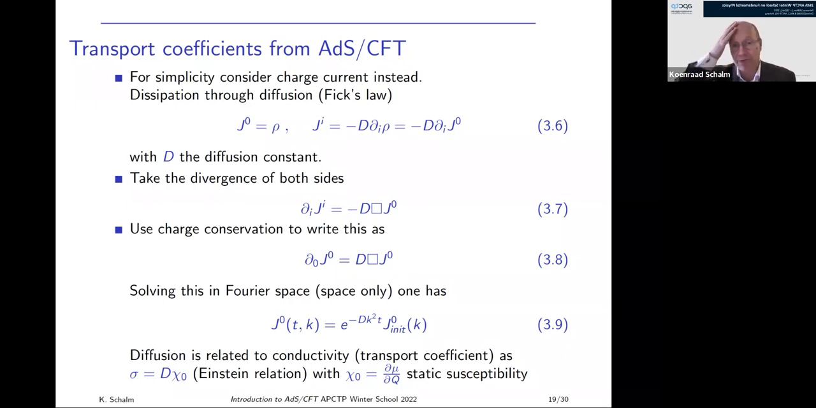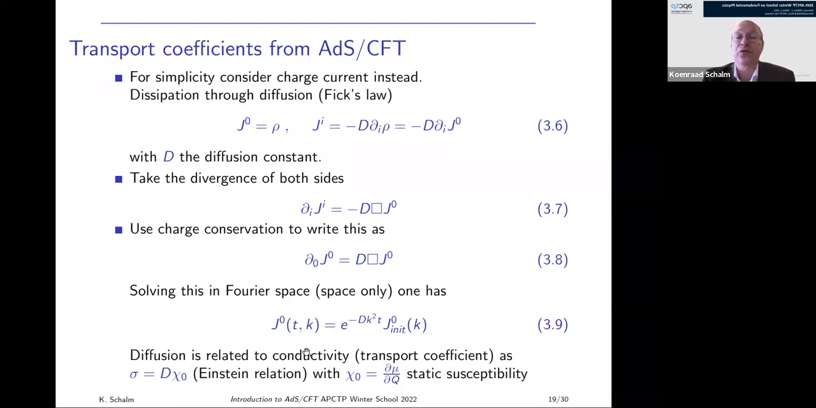So here you see how from a small perturbation in the system, you get the diffusion equation if you assume Fick's law. Okay, and as well known, if you solve this in Fourier space as a function of t and a function of the spatial momenta k, you get a decay, that's the diffusive decay, controlled by the diffusion constant D as a function of k squared t.